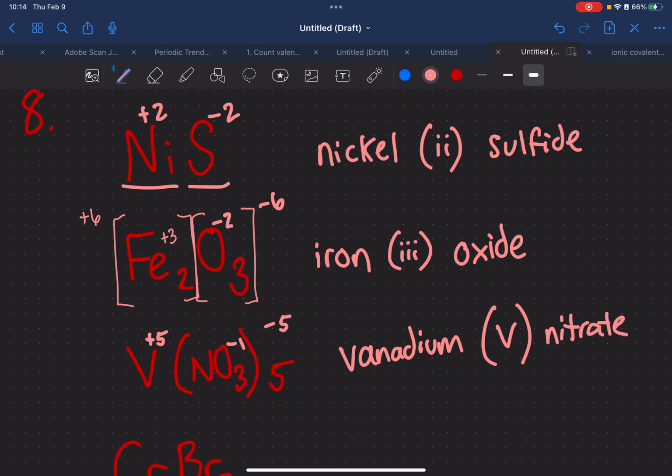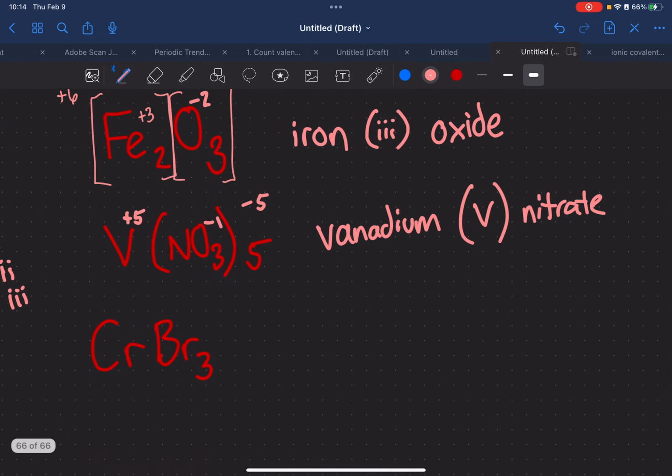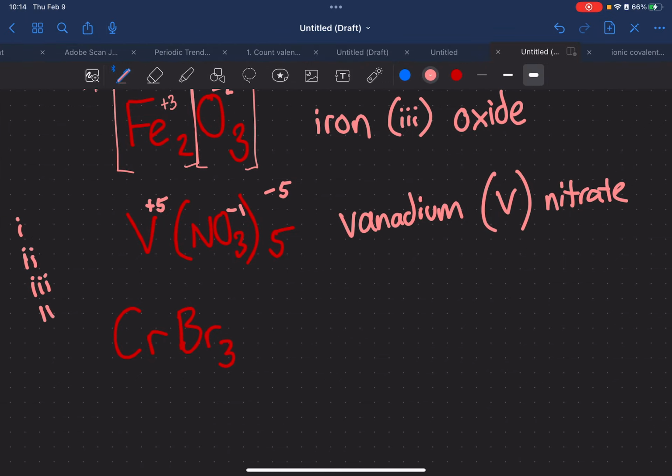If you do not know the Roman numerals for 1, 2, 3, 4, 5, I'm thinking about putting them on the test, like printing them on there. Or you can learn them real quick. It doesn't take that much time. It's just I, II, III, 4 is IV, and then 5 is V. 1, 2, 3, 4, 5.